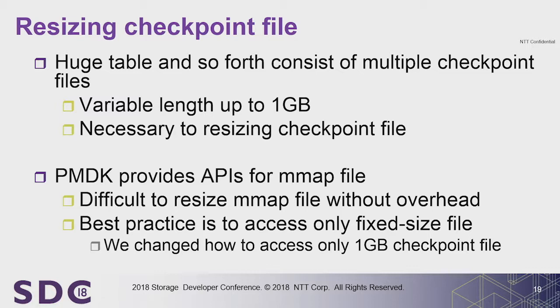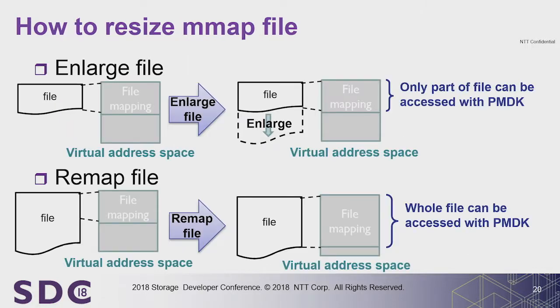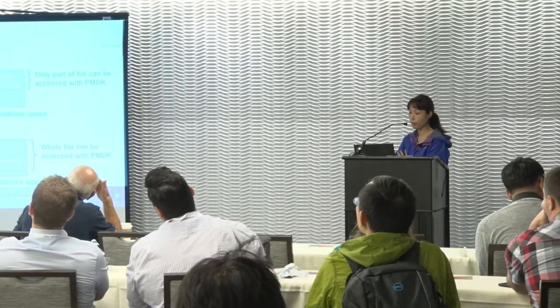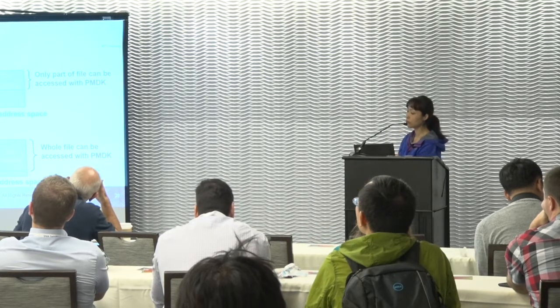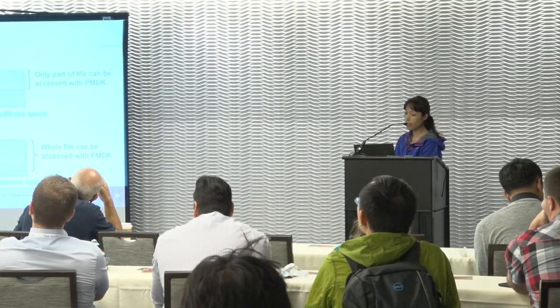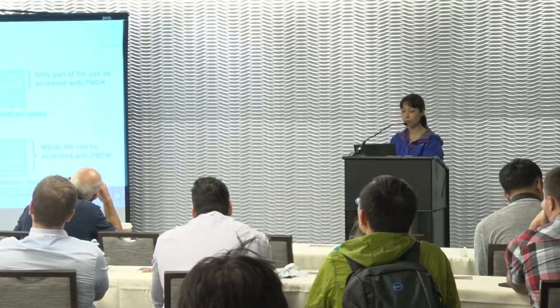I'd like to talk about how to resize the memory mapped file. When the memory mapped file is enlarged, only part of the file can be accessed with PMDK. This range cannot be accessed with PMDK, so remapping the file is needed. The file is remapped so that the whole file can be accessed with PMDK. Next, I show you how to implement resizing the memory mapped file.